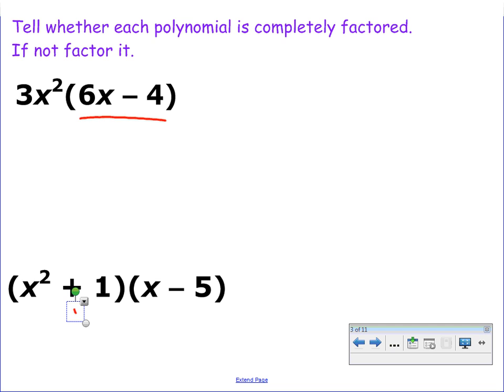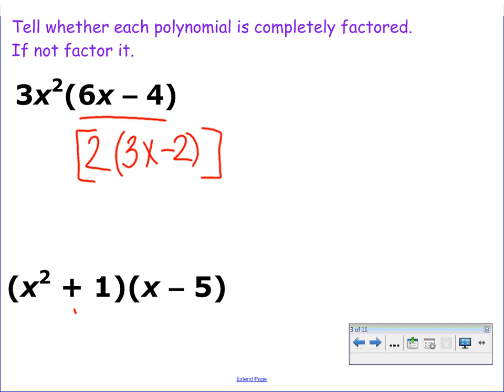So what I need to do is imagine that the 3x squared wasn't even in the problem. And I'm going to just look at the 6x minus 4 and take out the greatest common factor between those two things, which is a 2. Okay? So I'm going to take out this 2. And what's left after I take out a 2 would be my 3x minus 2. Okay? But this 3x squared is definitely still a part of my problem. Okay, so all we did was take out the greatest common factor.